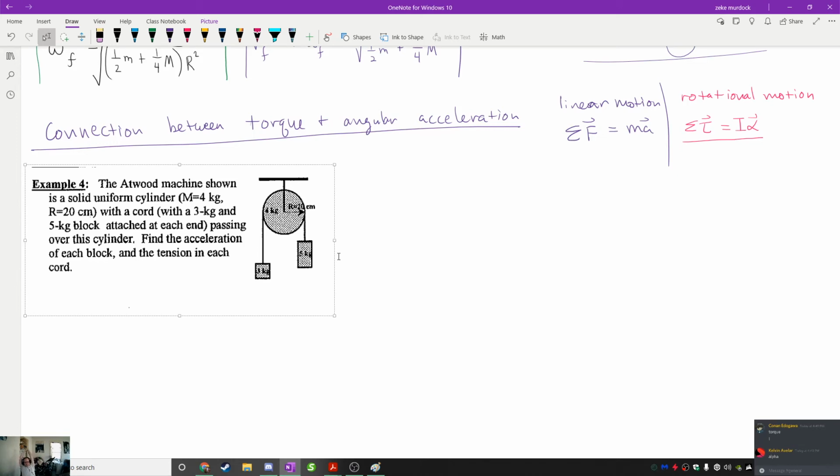Okay, so it says the Atwood machine shown is a solid uniform cylinder with a mass of 4 kilograms and a radius of 20 centimeters with a cord with a 3 kilogram and 5 kilogram block attached to each end, passing over the cylinder. Find the acceleration of each block and the tension in each cord. I'm going to draw a bigger version of this.